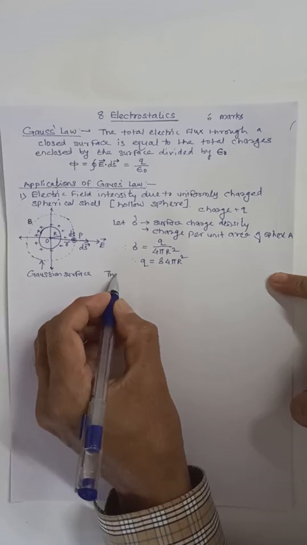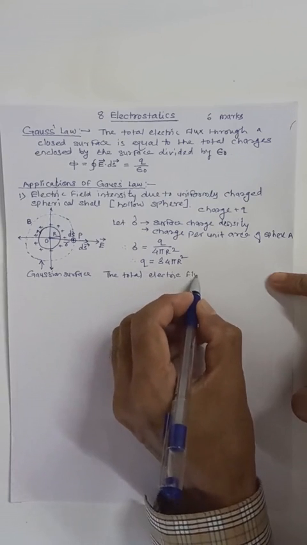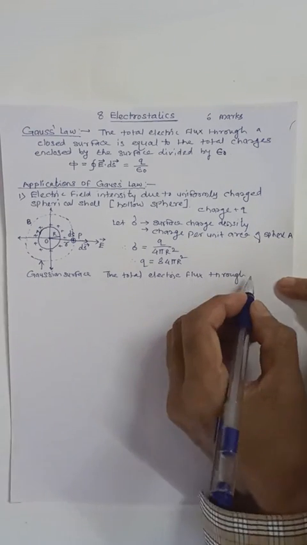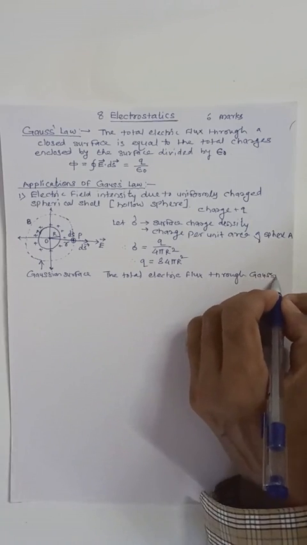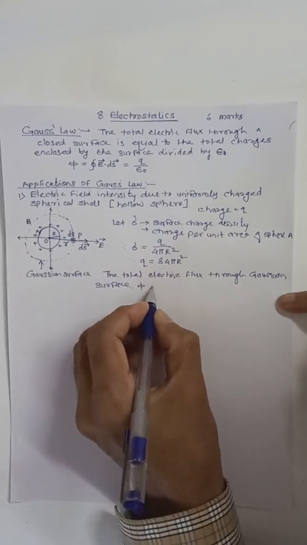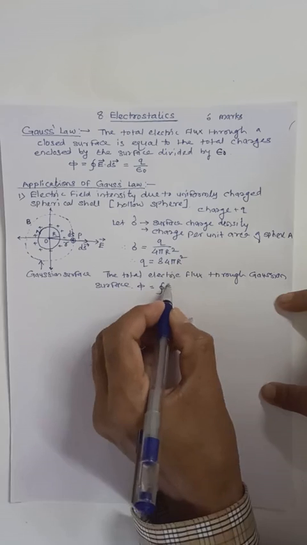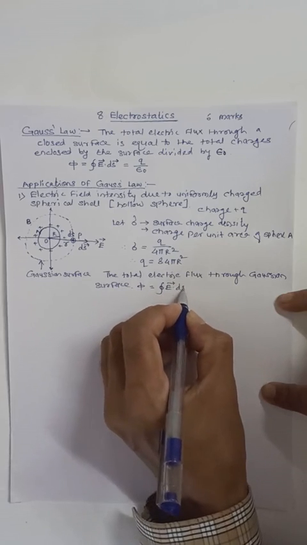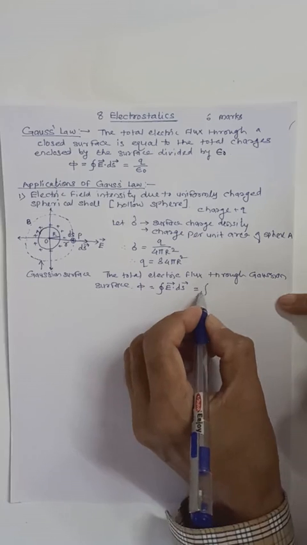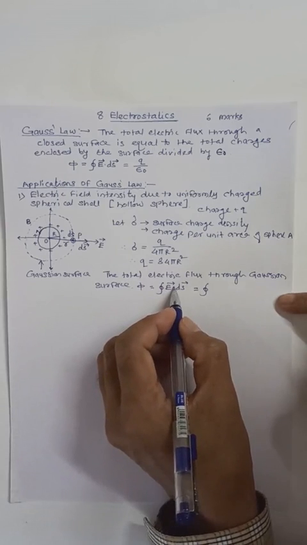Now the total electric flux through the Gaussian surface, phi, is equal to closed integration of vector E dot vector ds, or it is equal to closed integration of vector E dot ds.